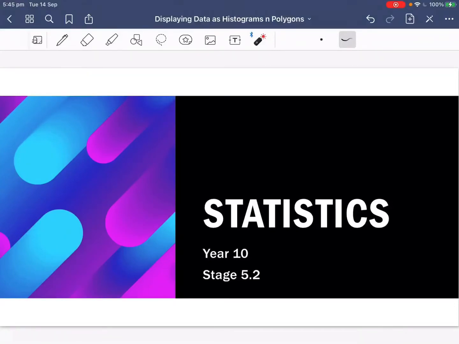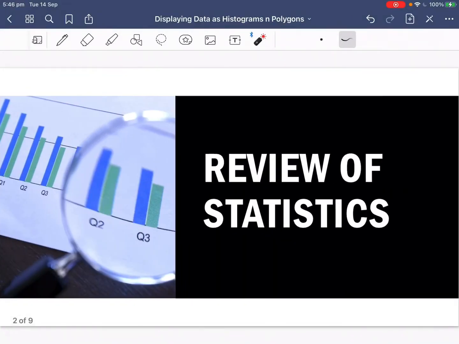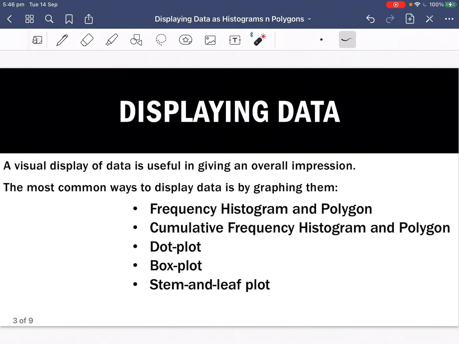Hi Year 10, we are looking at statistics today and we're reviewing statistics by looking at displaying data. So a visual display of data is useful in giving an overall impression.